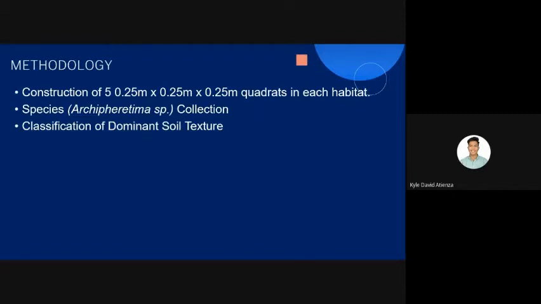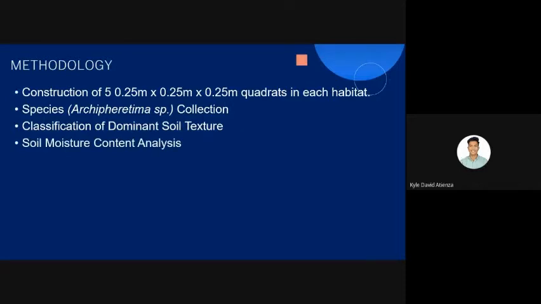For the classification of soil texture, it was classified in accordance with the soil textural classification by Ritchie and McGrath in 2015, which was adopted from S.J. Thien in 1979. It was determined by feel.